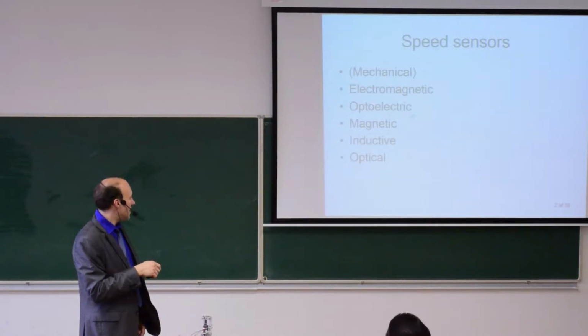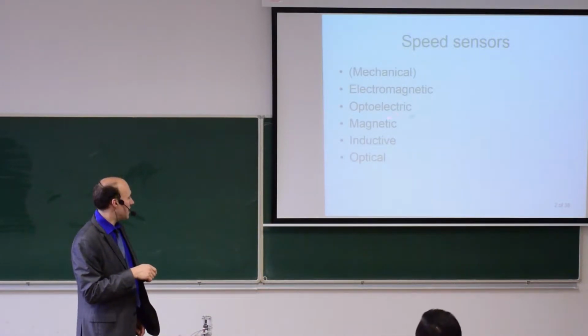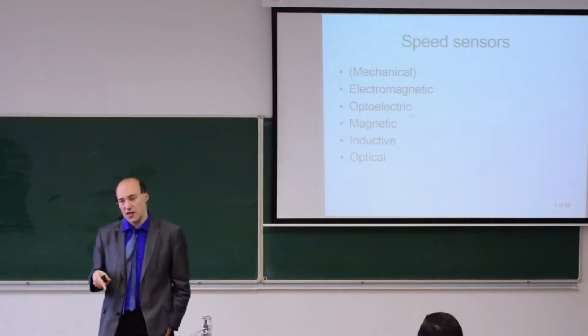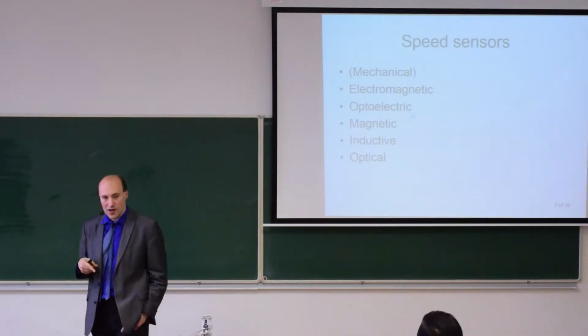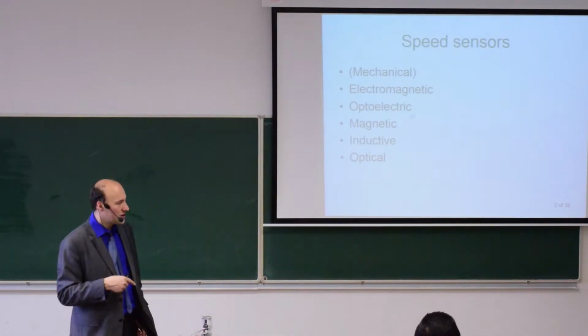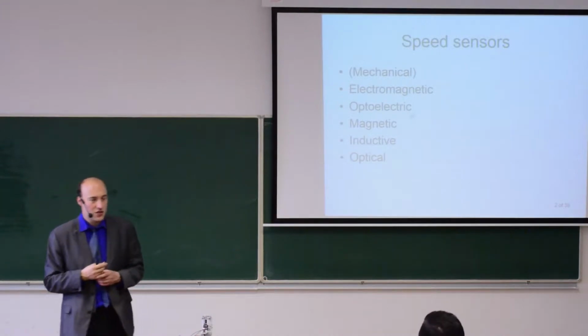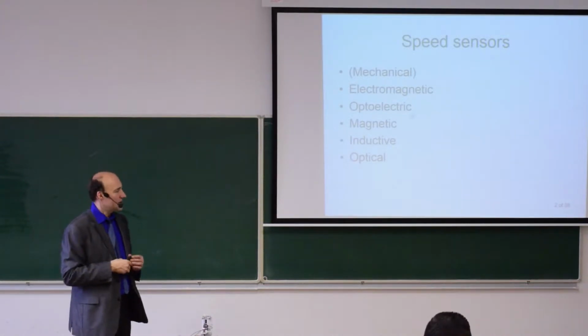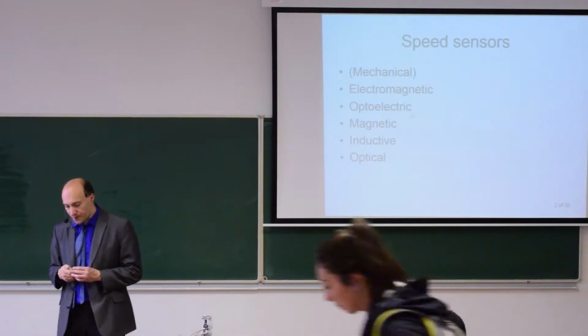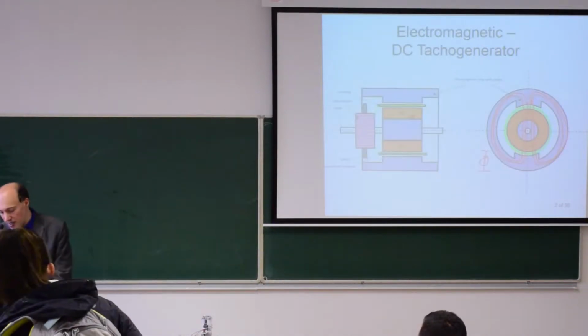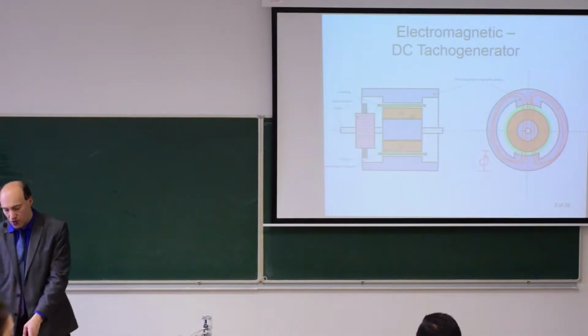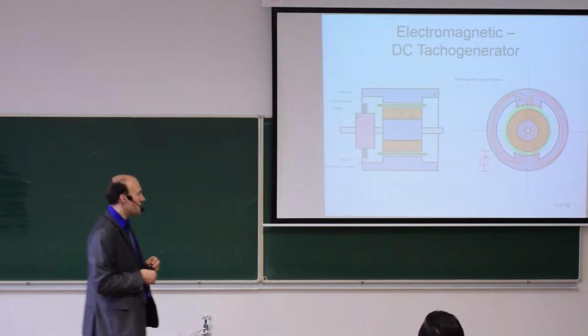And then the others, like the optoelectric, magnetic, and inductive, you have seen similar devices already last week, because this is very, very similar to the position sensor. So we will see again the similar principles. Let me start with the electromagnetic, which is called a DC tachogenerator.